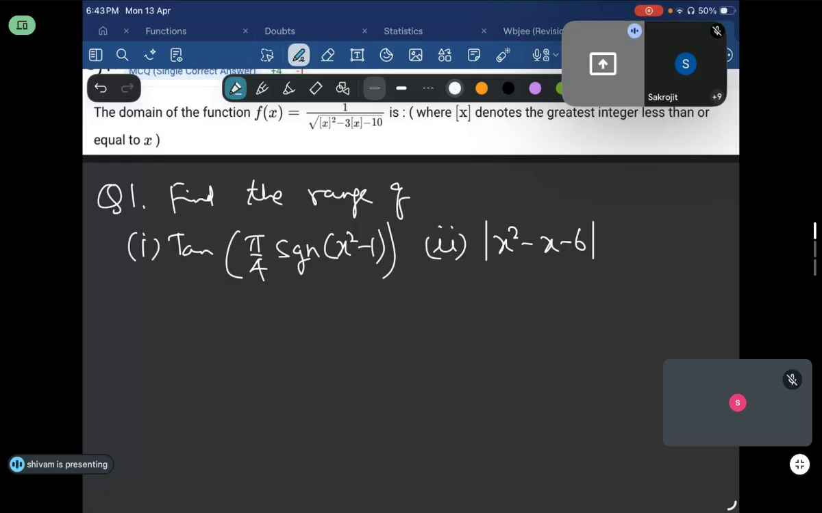Yes, Socrates, first part is correct. Raktim, first part is correct. Everyone see the first one. What have we got? We have got tan of pi by 4 into signum function of x square minus 1. Now, everyone, see.